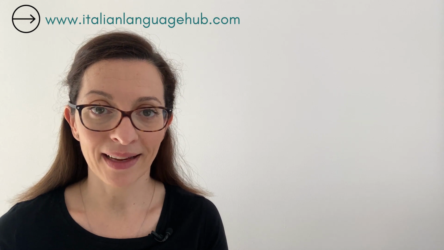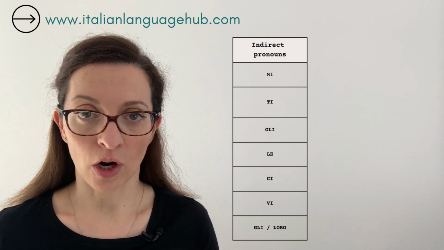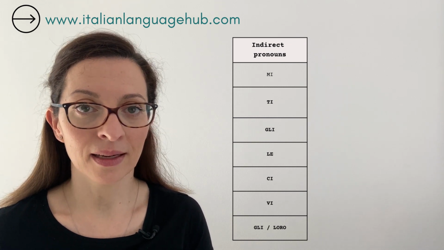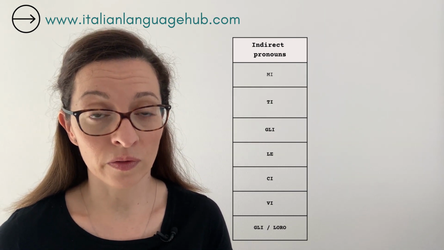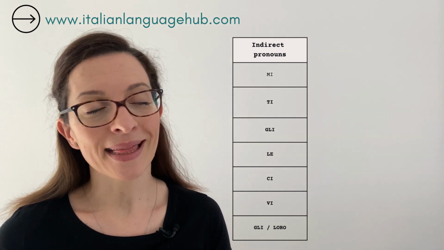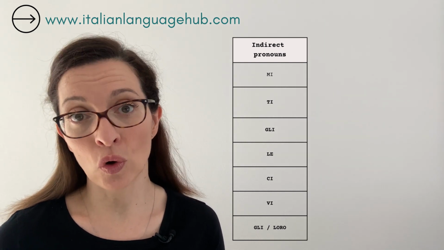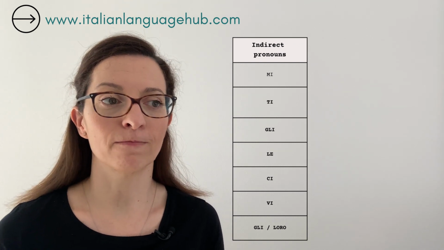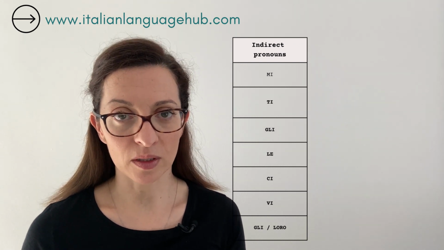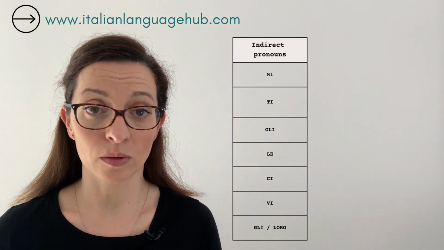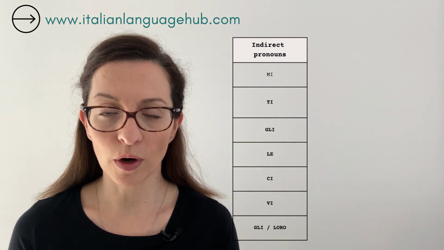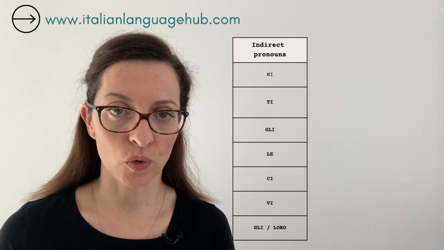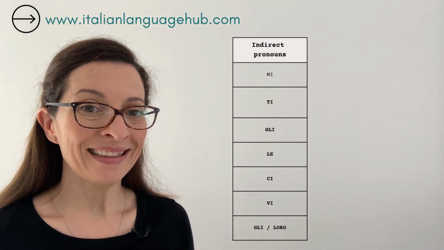Let's look at the indirect pronouns. The indirect pronouns written out for each subject are mi, ti, gli, le, ci, vi, loro. In this last option, I will say loro or gli, because there's a little debate going on. Some grammar books prefer loro, so in the grammar books you might find loro. Very often you will also find gli. Don't worry about it, just be aware that you have these two options. Those are the indirect pronouns.